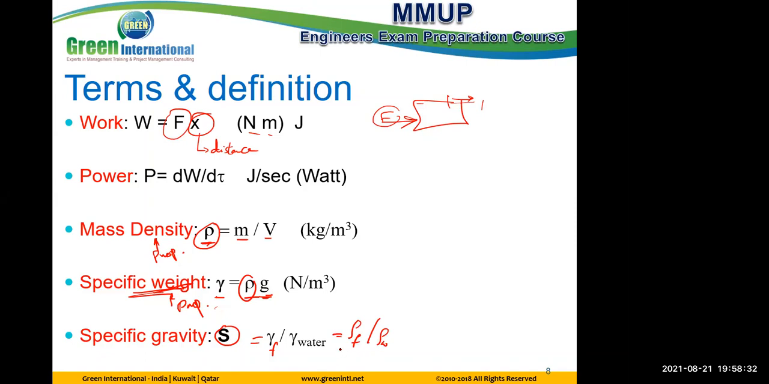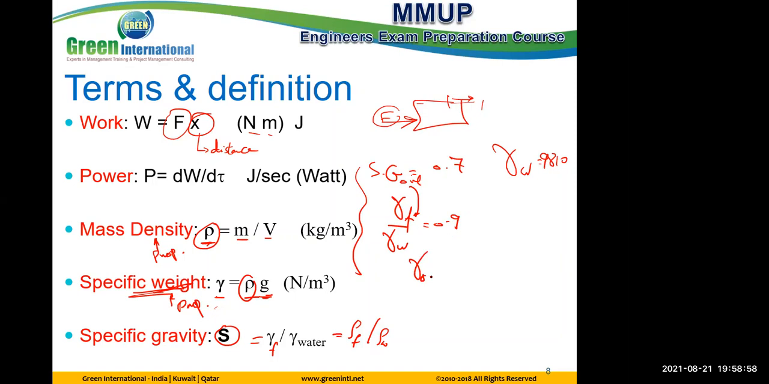The same meaning. What I mean by this, I'll give you a simple example. If I give you Sg for oil, for example, 0.7, it means gamma water is equal to 9810. Gamma oil divided by gamma water is equal to 0.7, which is Sg. This is oil actually. So gamma oil is equal to 0.9 gamma water, so it is 0.9 multiplied by 9810.